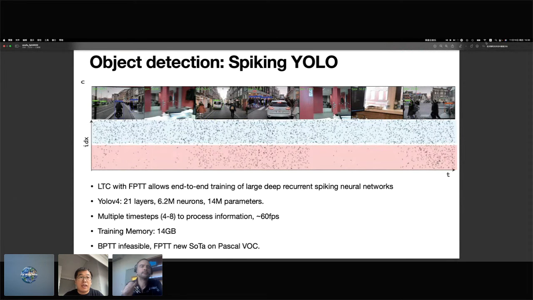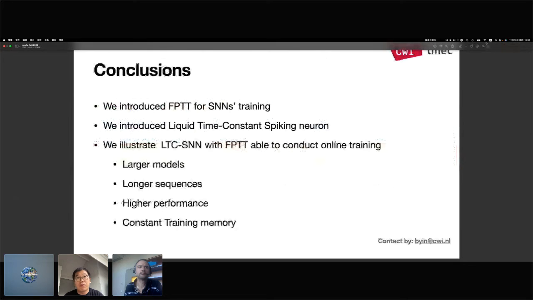But here I can conclude. In this paper, we introduce forward propagation through time for spiking neural network training, which shows we can use a constant amount of memory to train any length of sequence, unlike BPTT. We also introduced the liquid time-constant spiking neural networks, which give more dynamics to the spiking neurons. Together, we illustrate that our liquid time-constant spiking neural networks with forward propagation through time are able to conduct online learning of a large spiking neural model on a longer sequence with the guarantee of high performance and even the benefits of constant training memory.